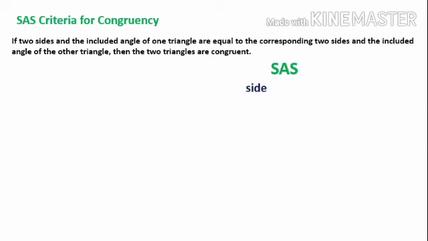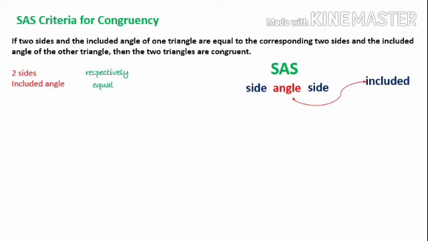So here S stands for side, A stands for angle, and S stands for side again. And since the angle is between the sides, we can say that it is an included angle. So the angle must be between the sides. If you summarize the statement, two sides and the included angle of one triangle are respectively equal to the two sides and the included angle of another triangle, then we can say that they are congruent by using the SAS criteria.